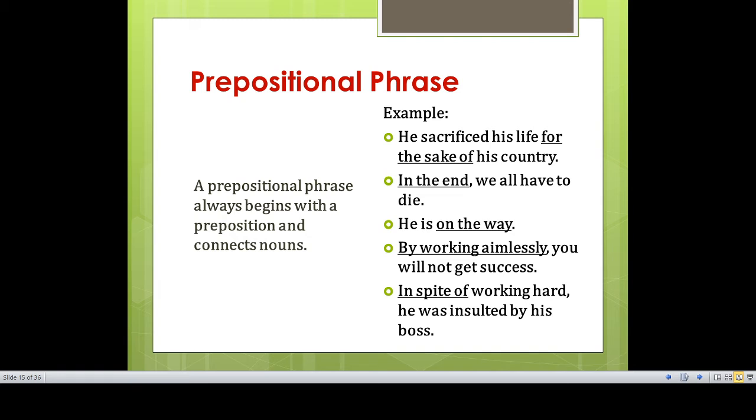In the end, we all have to die. Yes, we all have to die. In the end. He is on the way. On is a preposition. By walking aimlessly, you will not get success. By is again a preposition, and by walking aimlessly is a prepositional phrase. In spite of working hard, he was insulted by his boss. All right, in spite of, it's a group of words. It begins with in.